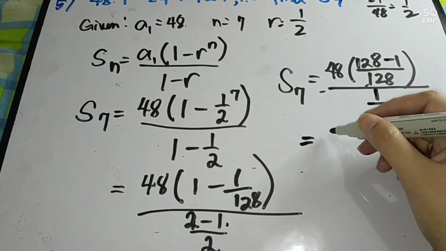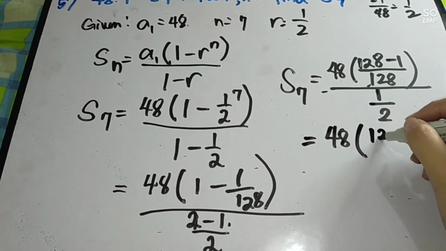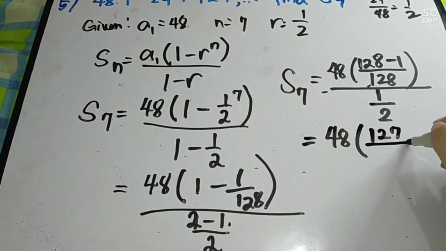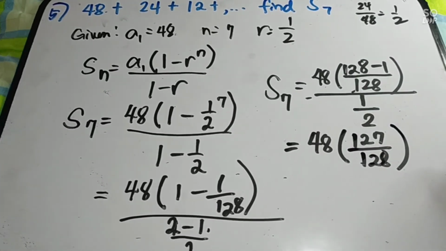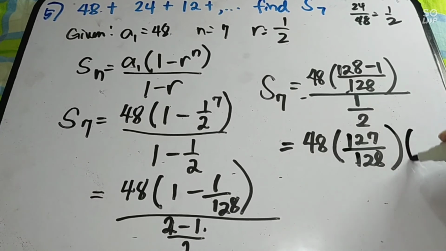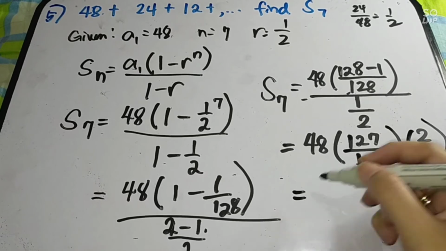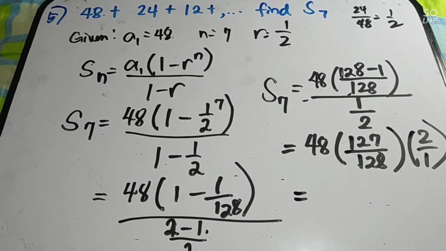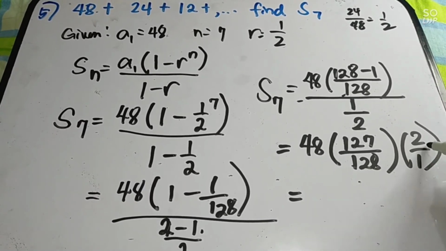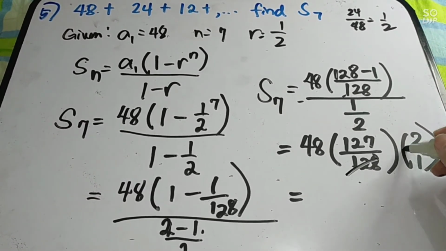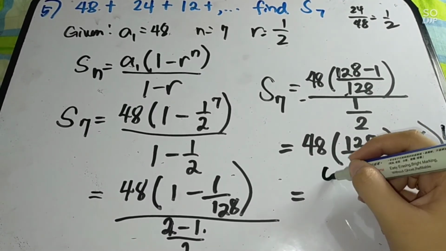Diba? So, it is equal to 48 times, ito, simplify. 128 minus 1, 127 over 128. Then, i-reciprocal na natin. Reciprocal nito, baliktarin mo lang, that is 2 over 1, magiging multiplication. Then, magka-cancellation na tayo dito para makuha natin ng madali si S sub 7. So, we have here, si 128 and 2 divisible by 2. So, cancel mo to. Ito magiging 1 na lang. Si 128 magiging divide by 2, 64.